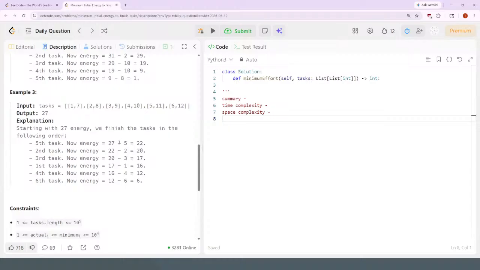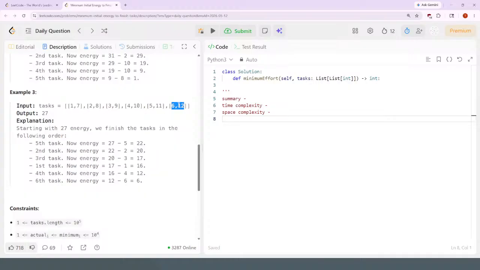Guess that didn't work. 6 gap, 6 gap. So starting with 27. 27. I feel like you should be able to do any ordering here. You start with 27, let's say you do this one.